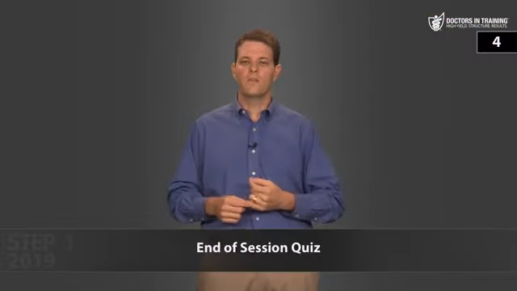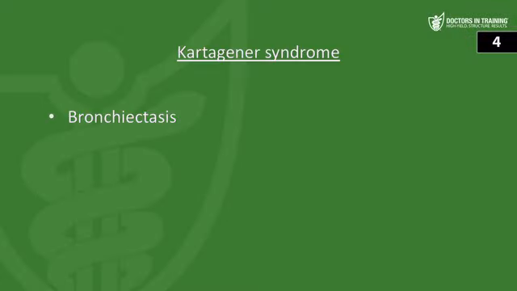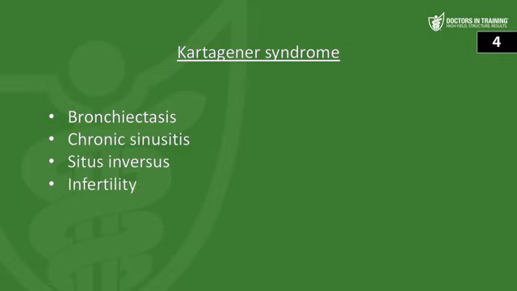And the last question, what are the defects seen in Kartagener syndrome? So Kartagener syndrome is a triad of bronchiectasis, chronic sinusitis, and situs inversus. And then because Kartagener syndrome can also be a form of primary ciliary dyskinesia, you can also add infertility to that list, because infertility is a major feature of that disorder.